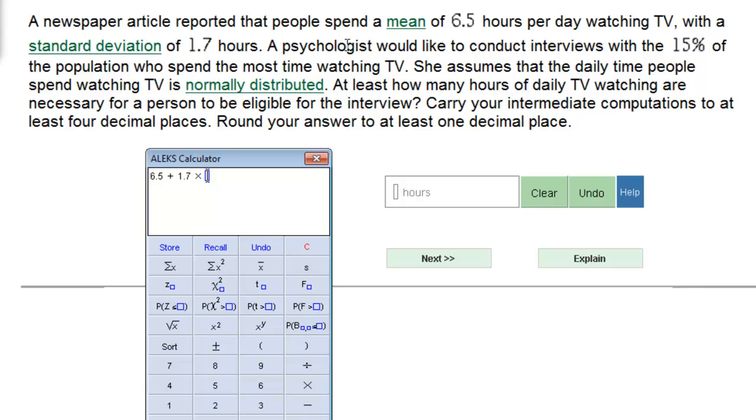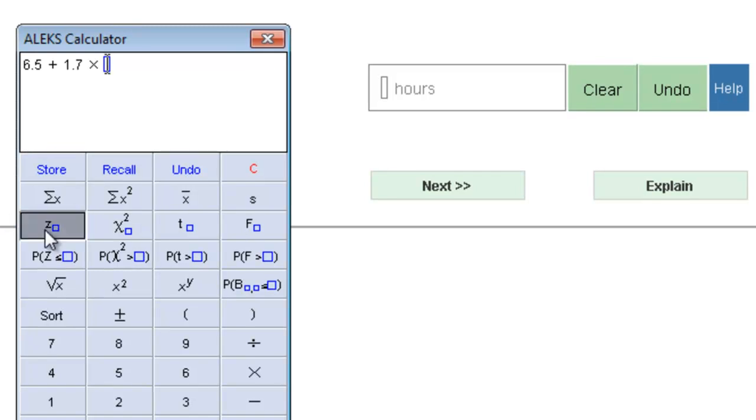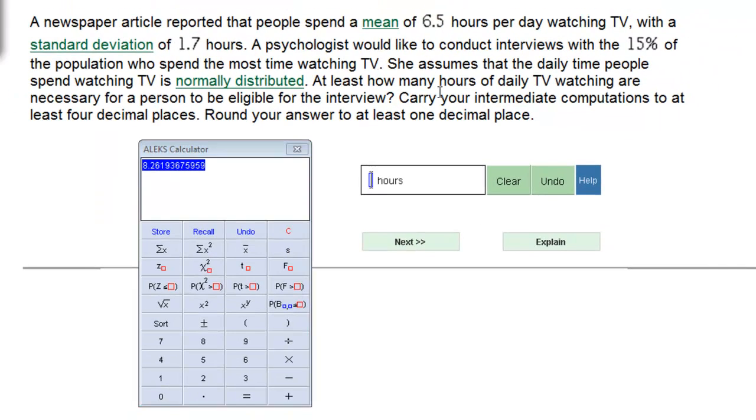You'll have to read. A psychologist would like to conduct interviews with the 15% of the population who spend the most time watching TV. Okay, so that's the top 15%. So I hit Z, and because it's the top 15, I can just write in 15. If it was the bottom 15, I'd put in 0.85. That's it. So at least how many hours of daily TV watching are necessary for the person to be eligible for the interview? Round your answer to at least one decimal place. So it's 8.26 hours, so we'll call that 8.3 hours.